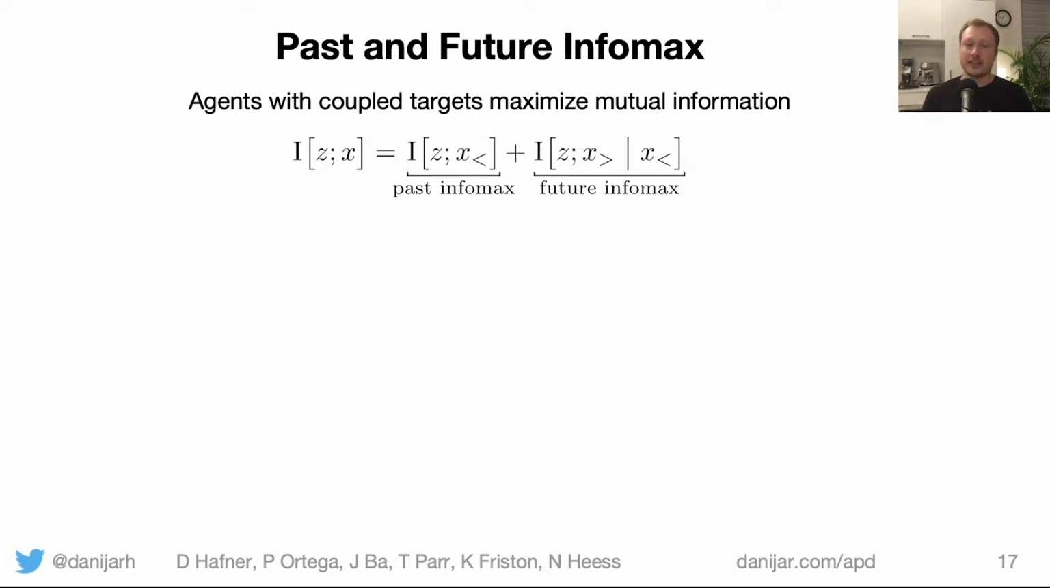Agents with coupled targets maximize the mutual information between the sequence of their sensory inputs and the set of their agent variables. This explains a large range of different objective functions. We can see this by separating the mutual information into the mutual information between only the past inputs and agent variables, and the additional mutual information between the future inputs and agent variables given the past.